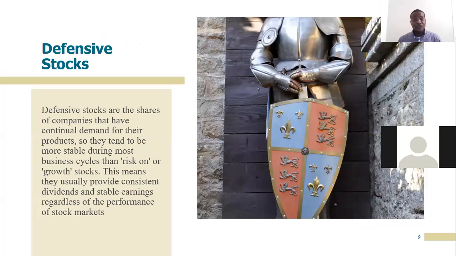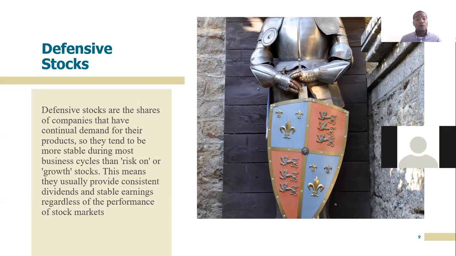The last one that we're going to talk about is defensive stocks, right? Defensive stocks are the opposite of cyclical stocks. Defensive stocks are stocks that no matter what is going on in the economy, their demand does not go down, right? That is a fantastic situation to be in, where even if you're in a recession, people still need your product, right?